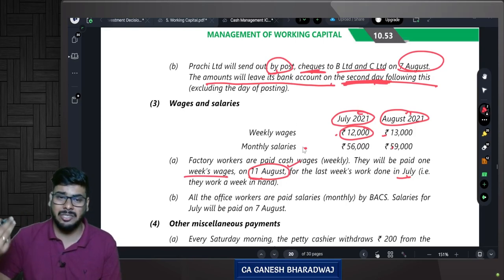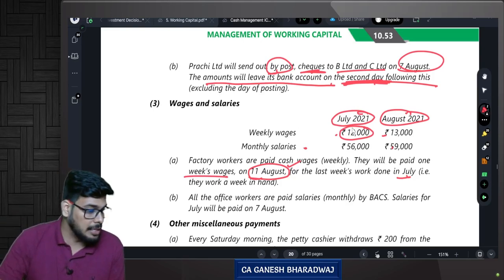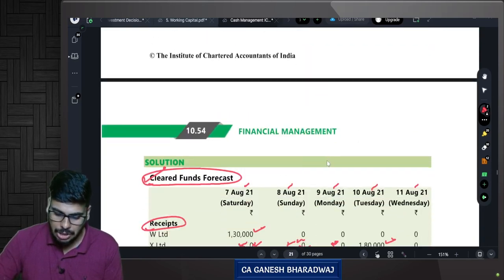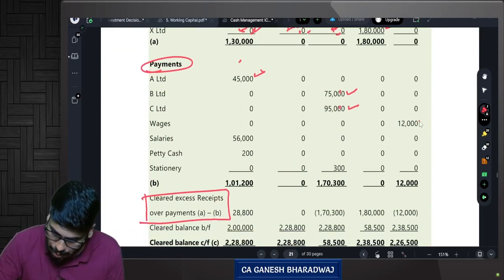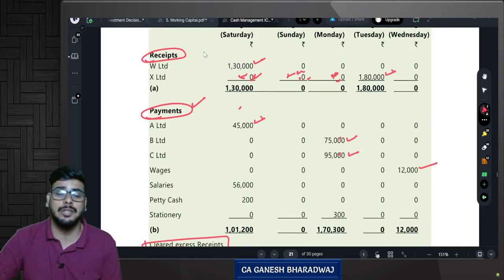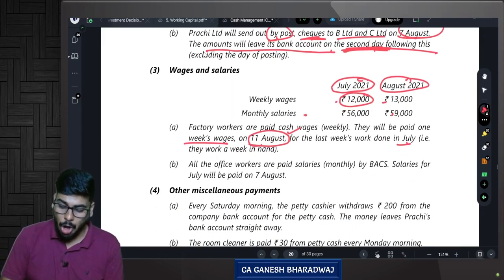It will be paid in cash. So obviously the amount will go out of their funds immediately. So 12,000 rupees will reduce on 11th of August. So just go down and say 12,000 rupees will be reduced on 11th of August. It comes under payment. Are you clear with this? Then what about the next figure? What about the next one?